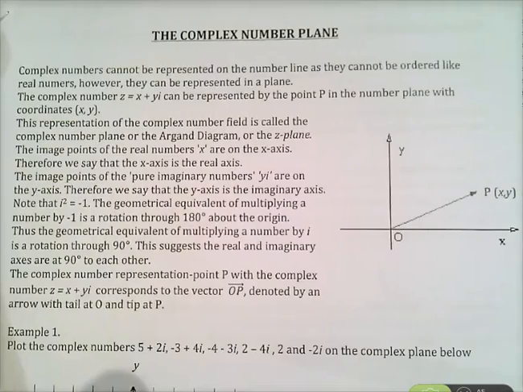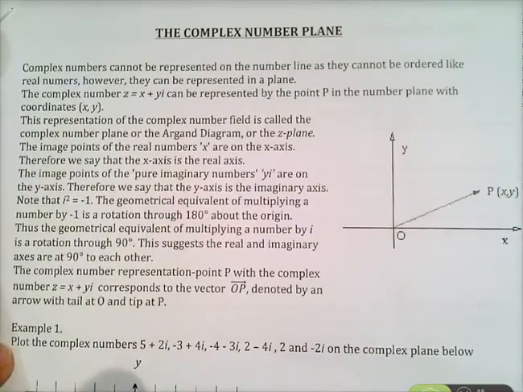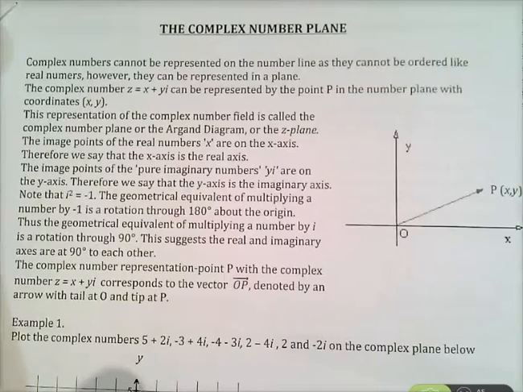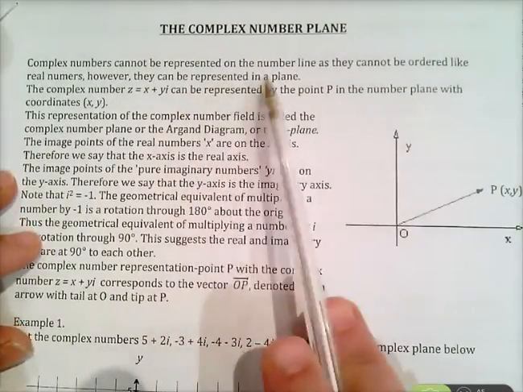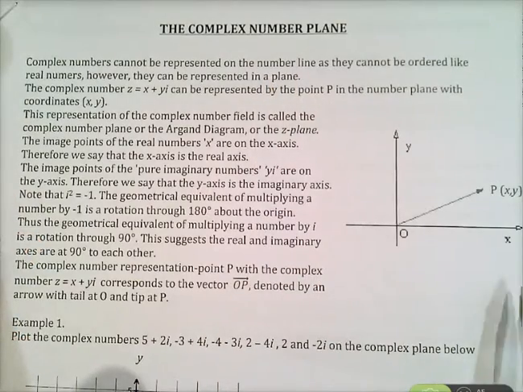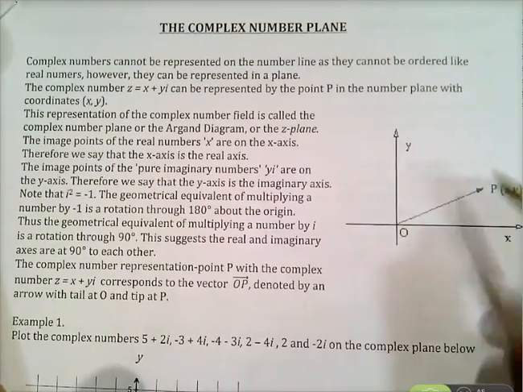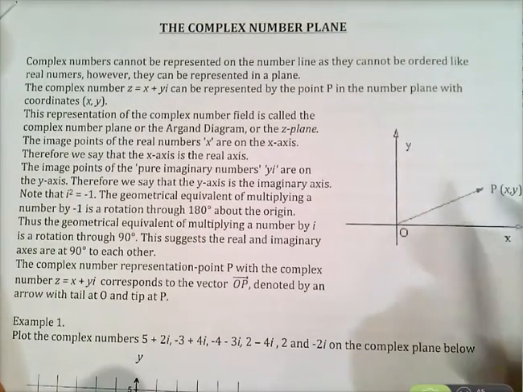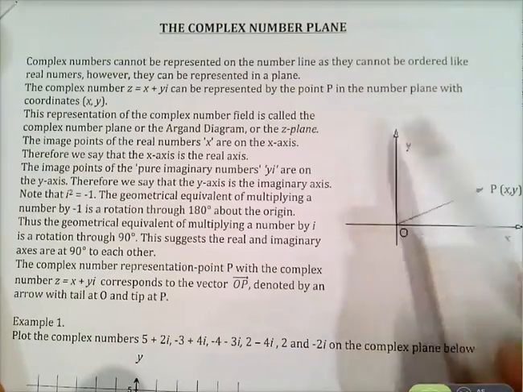Okay, we're now continuing from page 16 of the complex number booklet. We're looking at the complex number plane. Complex numbers cannot be represented on an ordinary number line, as they cannot be ordered like real numbers. However, they can be represented in a plane, in an xy plane.